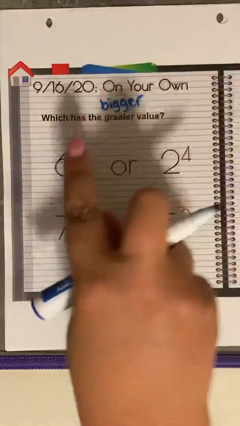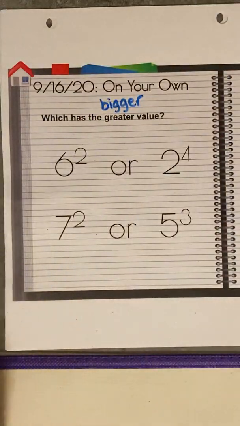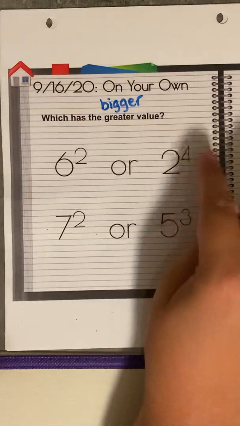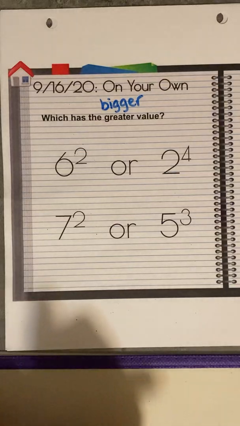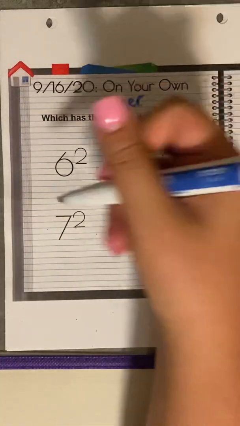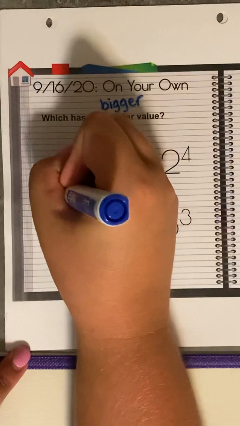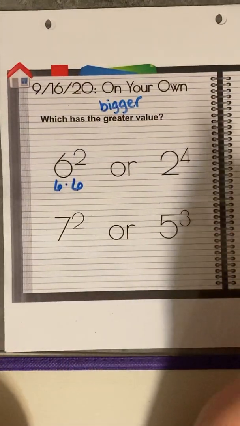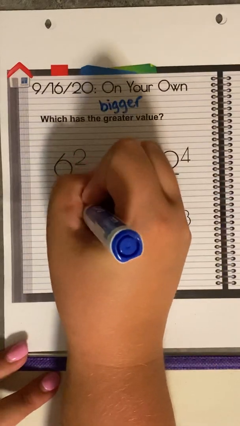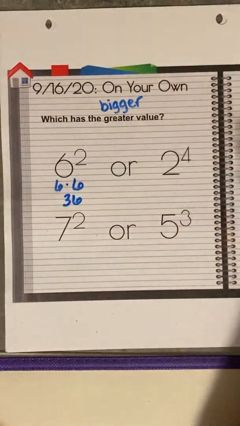Now we are comparing these two and we're comparing these two. So 6 squared or 2 to the 4th power. So 6 to the 2nd power, or 6 squared, or 6 to the power of 2 means what? That means our base, and we're going to see that 6 times, so that means 6 times 6, right? So what is 6 times 6? That means 36.